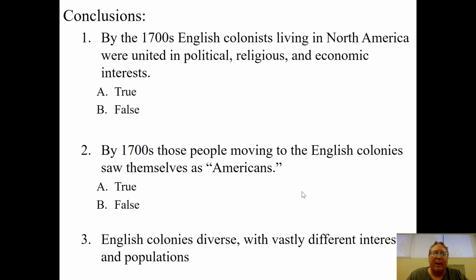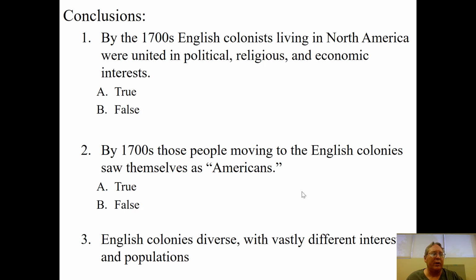The next question is, by the 1700s, would those colonists living in those colonies call themselves Americans? And that answer is also false. They're not going to call themselves Americans. They're going to call themselves Englishmen or British colonists. They see themselves through their home country still, right? We haven't gotten to the point where they can call themselves Americans. At most, they would say, I'm an Englishman or a British colonist living in Virginia or Massachusetts. That's how they would define themselves at this point.